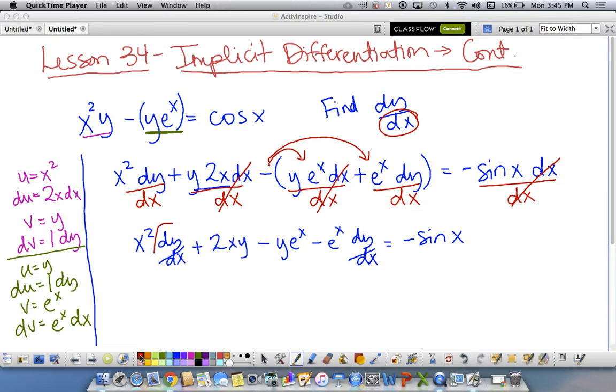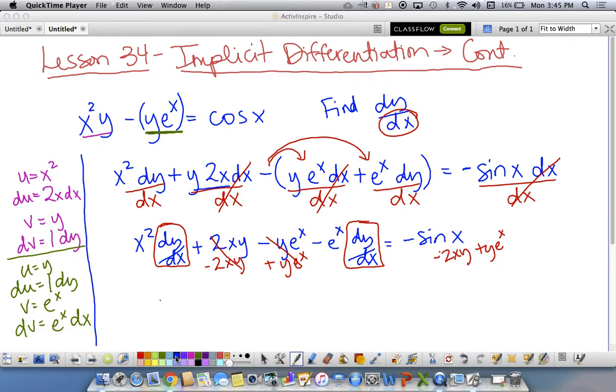I have two dy dx's that are left. They're on the same side of the equation. That's good. But I need to get the other stuff over. So I'm going to have to subtract 2xy and add a y e to the x. Okay? So I'm going to go ahead and do that: 2xy plus y e to the x. So these are gone. Everything else is together. So I've simplified. Now I'm rearranging and solving for dy dx.